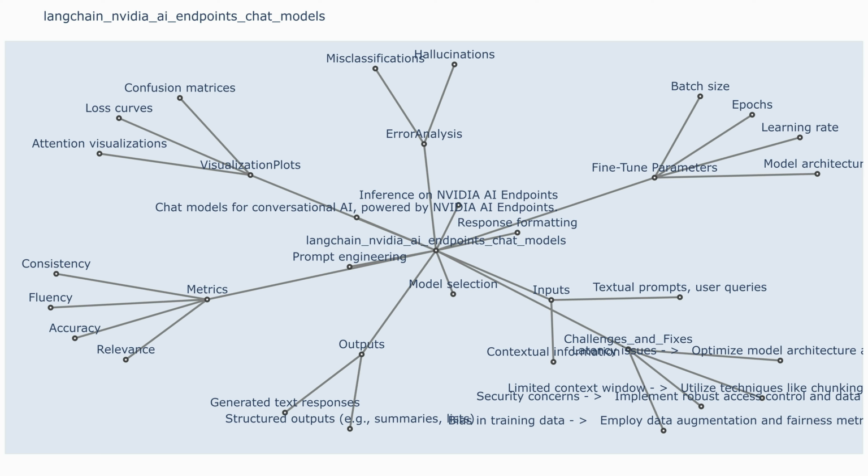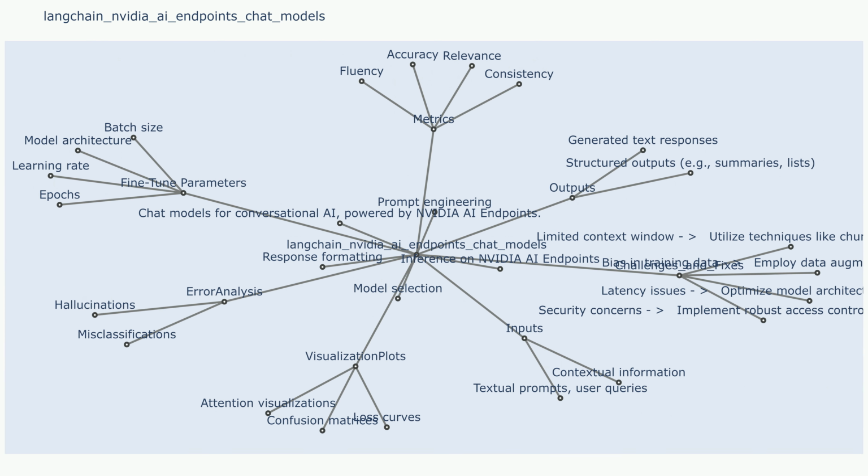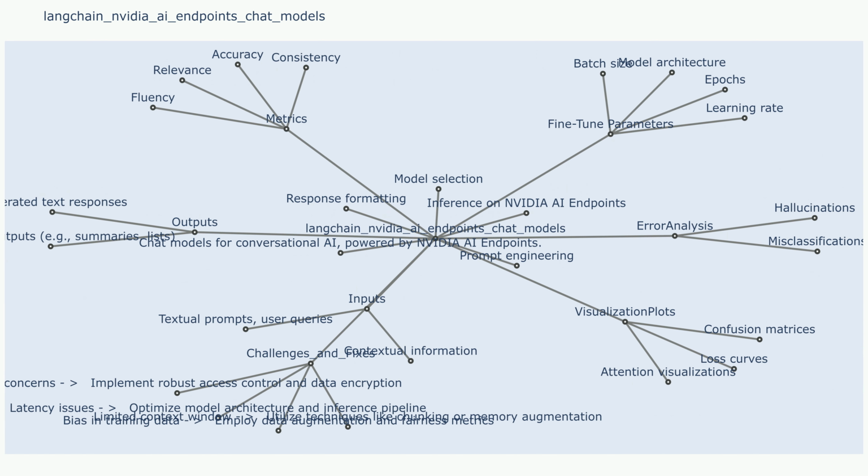LangChain NVIDIA AI endpoints chat models. Description: explain in detail. The LangChain NVIDIA AI endpoints chat models leverage the power of NVIDIA's AI infrastructure to offer high-performance, scalable, and efficient chatbot solutions. This integration facilitates seamless integration of NVIDIA's cutting-edge AI models into LangChain applications, enabling users to access and utilize these models directly within their LangChain workflows.